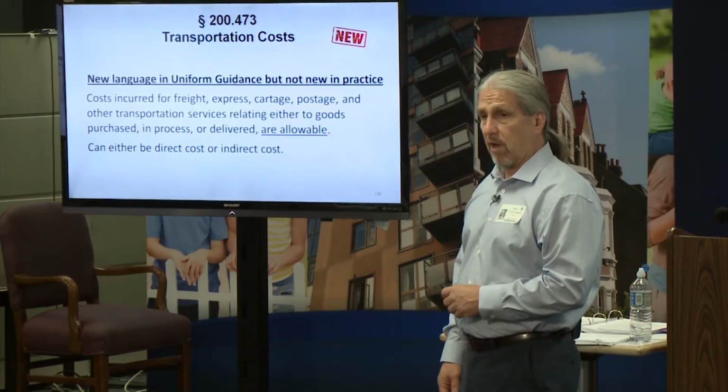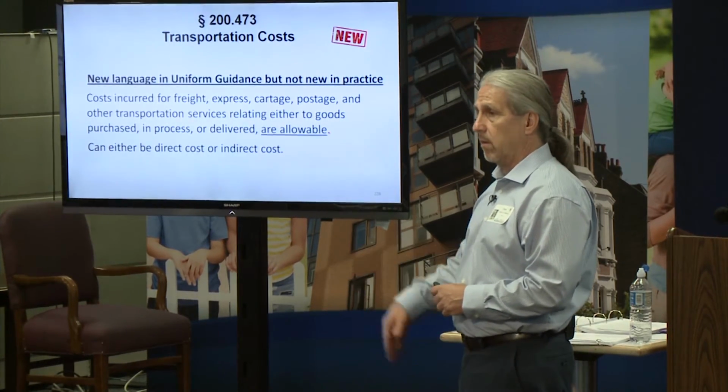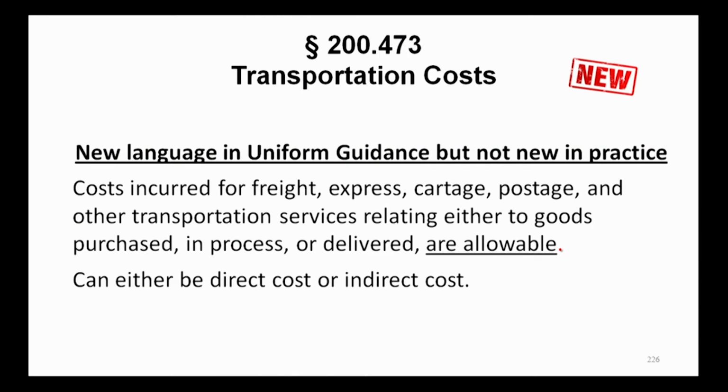473, transportation cost. Not a big deal. You already have a process for doing this, but this clarifies that if you have costs for freight, express, cartage, postage, other transportation services for goods or purchases, they can be charged off as either direct cost or indirect cost. Most of us probably charge off the entire cost as direct cost, but this just clarifies that either one is allowable.